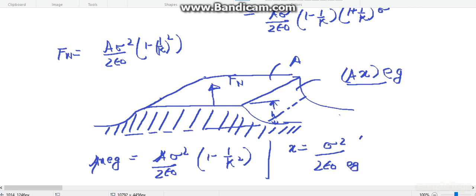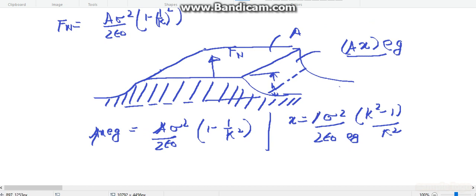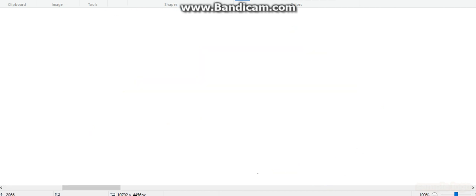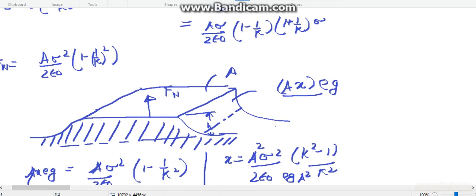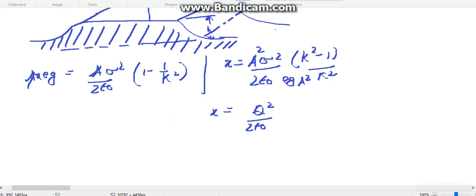We can write this as k square minus 1 upon k square. If we multiply both the numerator and denominator by a square, we get x equal to q square upon twice E0 rho g a square, times k square upon k square minus 1. This is the value of the height. So this is your answer.